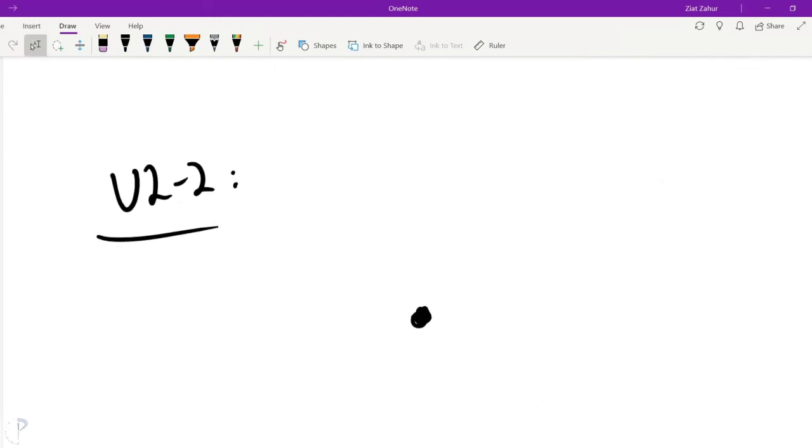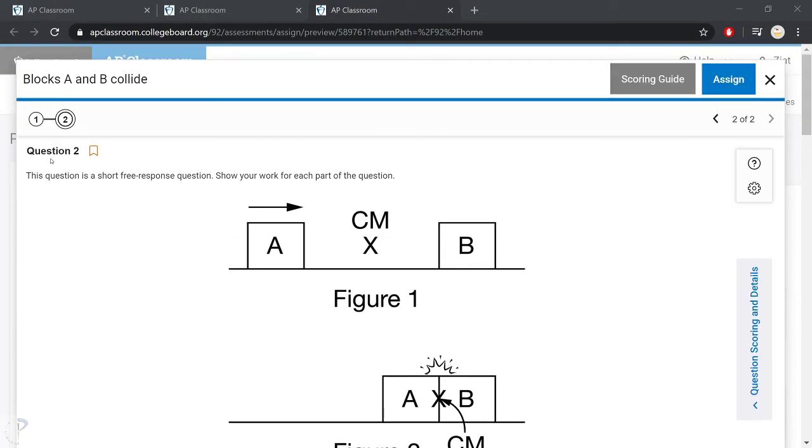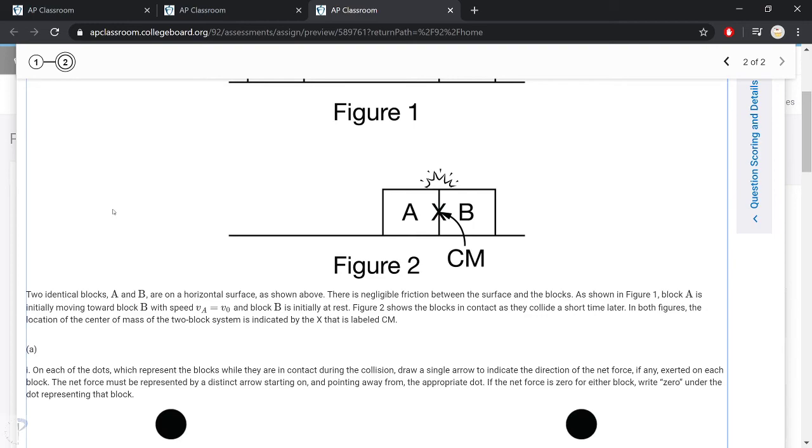And so the impact force on block A, are these considered long or short FRQs? I see. Did you see that? This question is a short free response question. So these are all 15-minute questions.